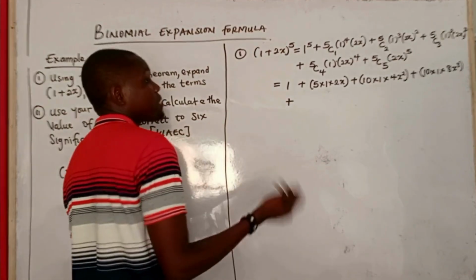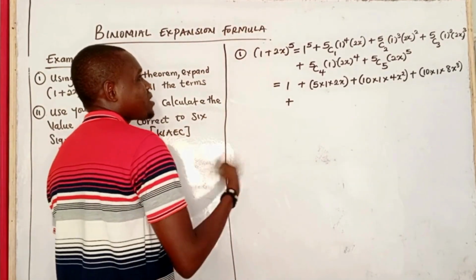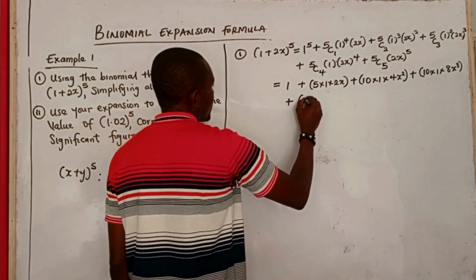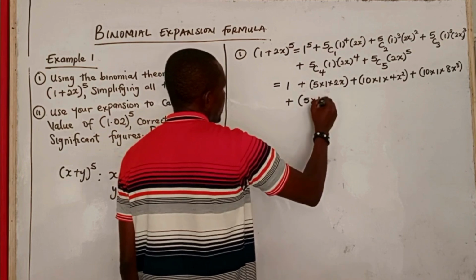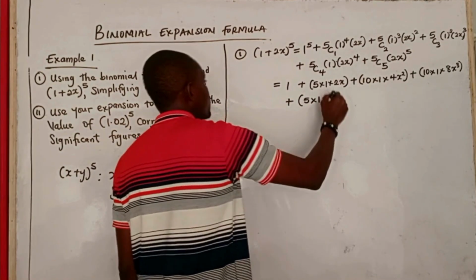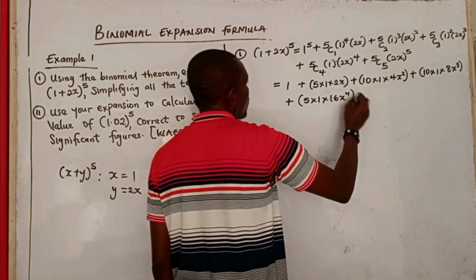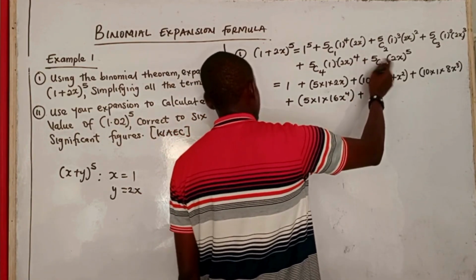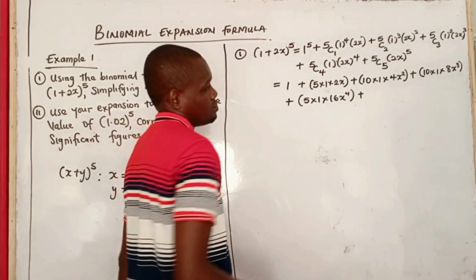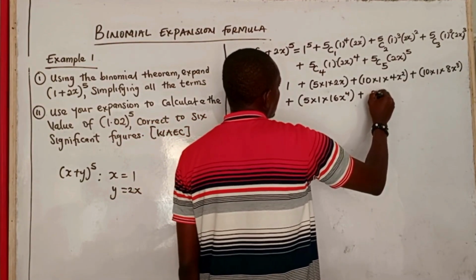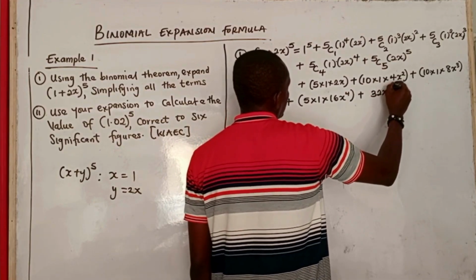Because 5 minus 4 is 1, and 1 factorial is the same thing as 1, so we are going to have 5 here. So we have 1 times 2 to the power of 4, which is 16, so we have 16x raised to the power of 4. Then plus 5 choose 5, which is 1 on your calculator, then 2 to the power of 5 will give us 32x to the power of 5.